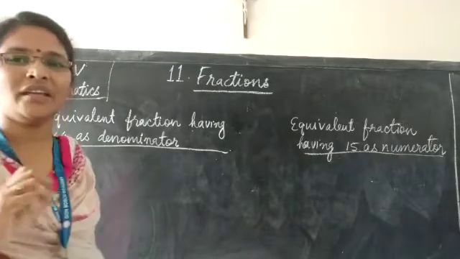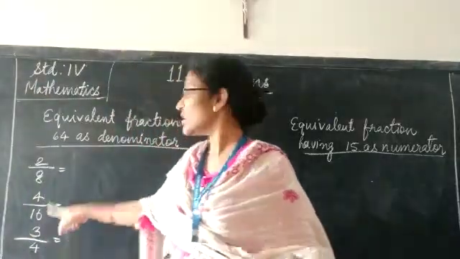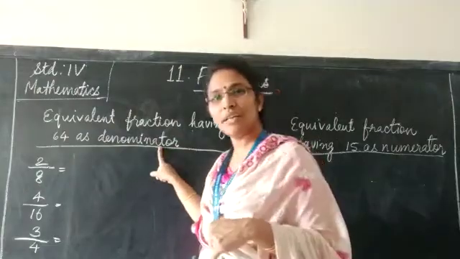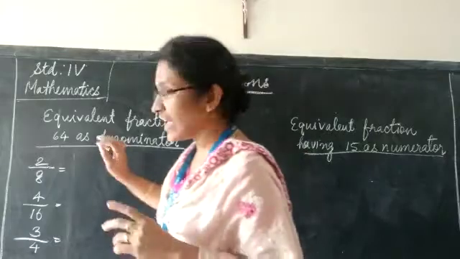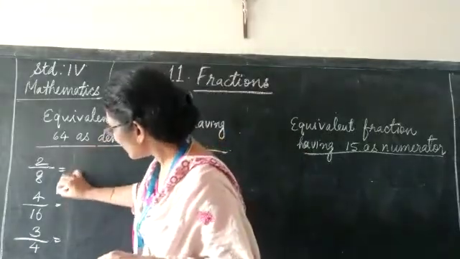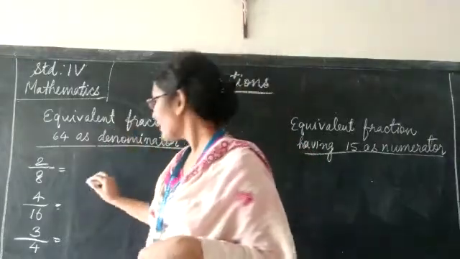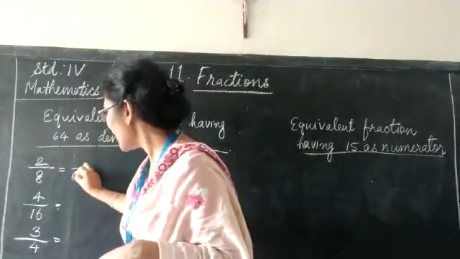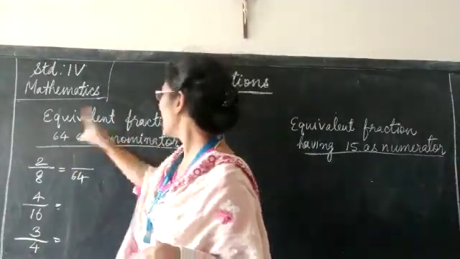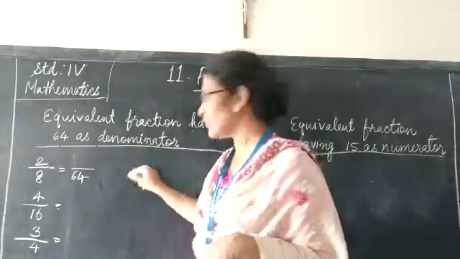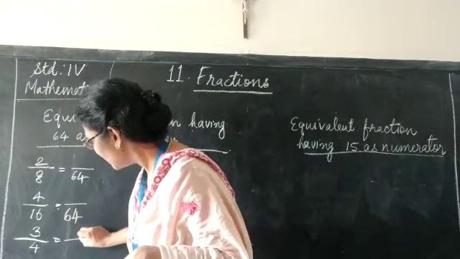We have to find equivalent fractions for the given fractions having 64 as the denominator. It means the denominator is given for us. They are equivalent fractions, so we have to put the equal sign here. And what will be the denominator of the answer? Denominator will be 64. Why have we written 64? Because it is very clearly given in the question. Now for all the fractions I am going to write 64 as the denominator.